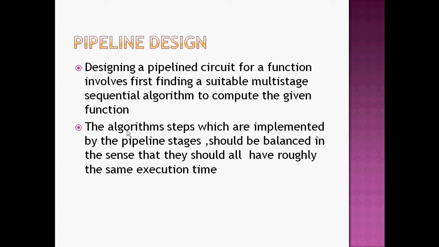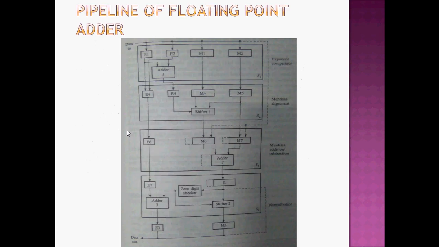Pipeline design. Designing a pipeline circuit for a function involves first finding a suitable multi-stage sequential algorithm to compute the given function. The algorithm steps which are implemented by the pipeline stages should be balanced, in the sense that they should all have roughly the same execution time. Fast buffer registers are placed between the stages to allow all necessary data items to be transferred from stage to stage without interfering with one another. The buffers are designed to be clocked at the maximum rate that allows data to be transferred reliably between the stages.